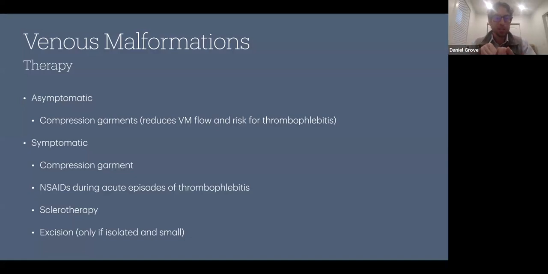So in addition to compression, if they're having symptomatic disease, if they're having multiple episodes of thrombophlebitis, we'll give them episodic NSAIDs. Sometimes if patients are having a lot of pain, that's usually when we advance therapy and talk about sclerotherapy.